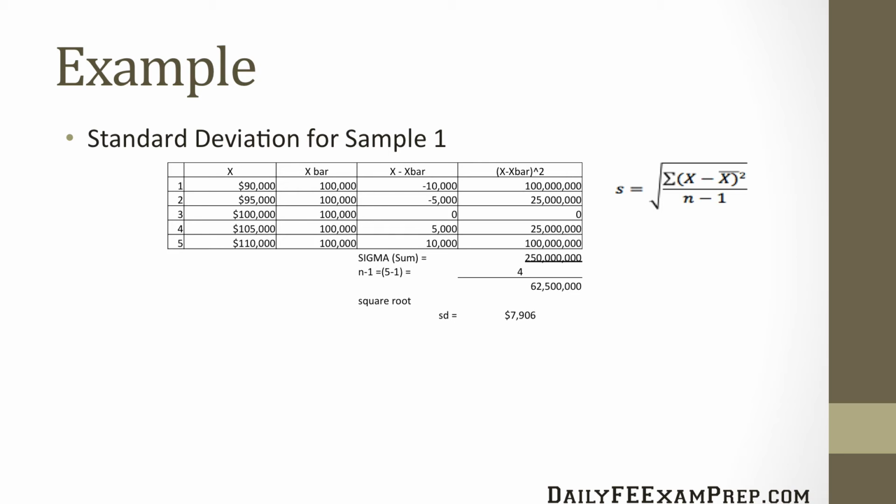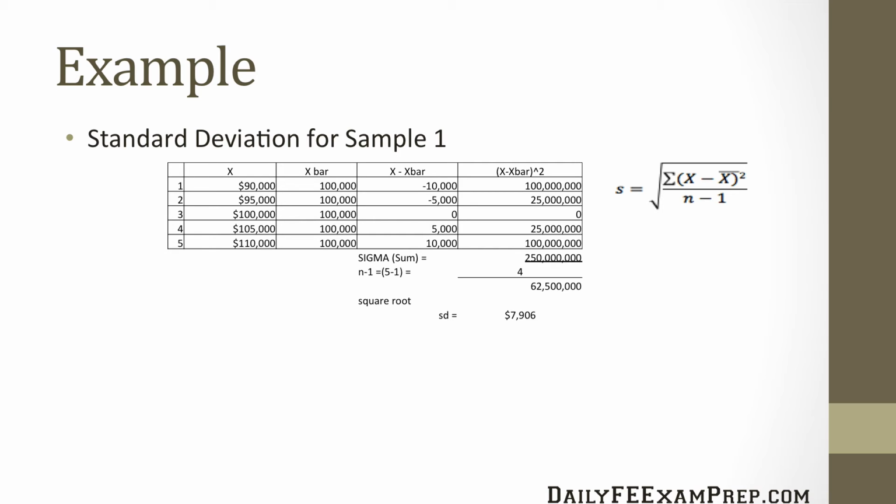And then finally, what I did was I squared it. Okay, so for example, for employee number 1, $90,000 minus $100,000, that X minus X bar is equal to minus $10,000. Well, when I square that, I come up with $100 million. And so what I did was I did that for all 5 data points, and then at the bottom, I summed up that value.